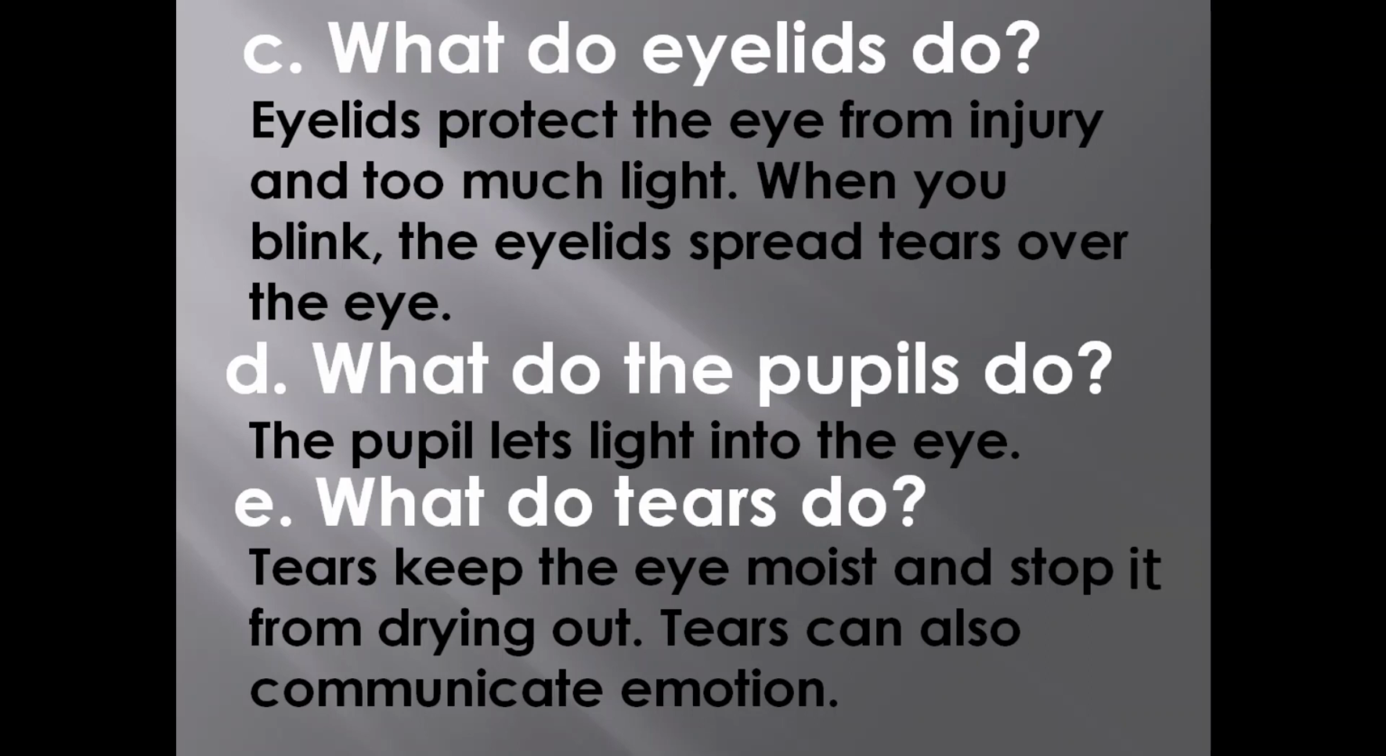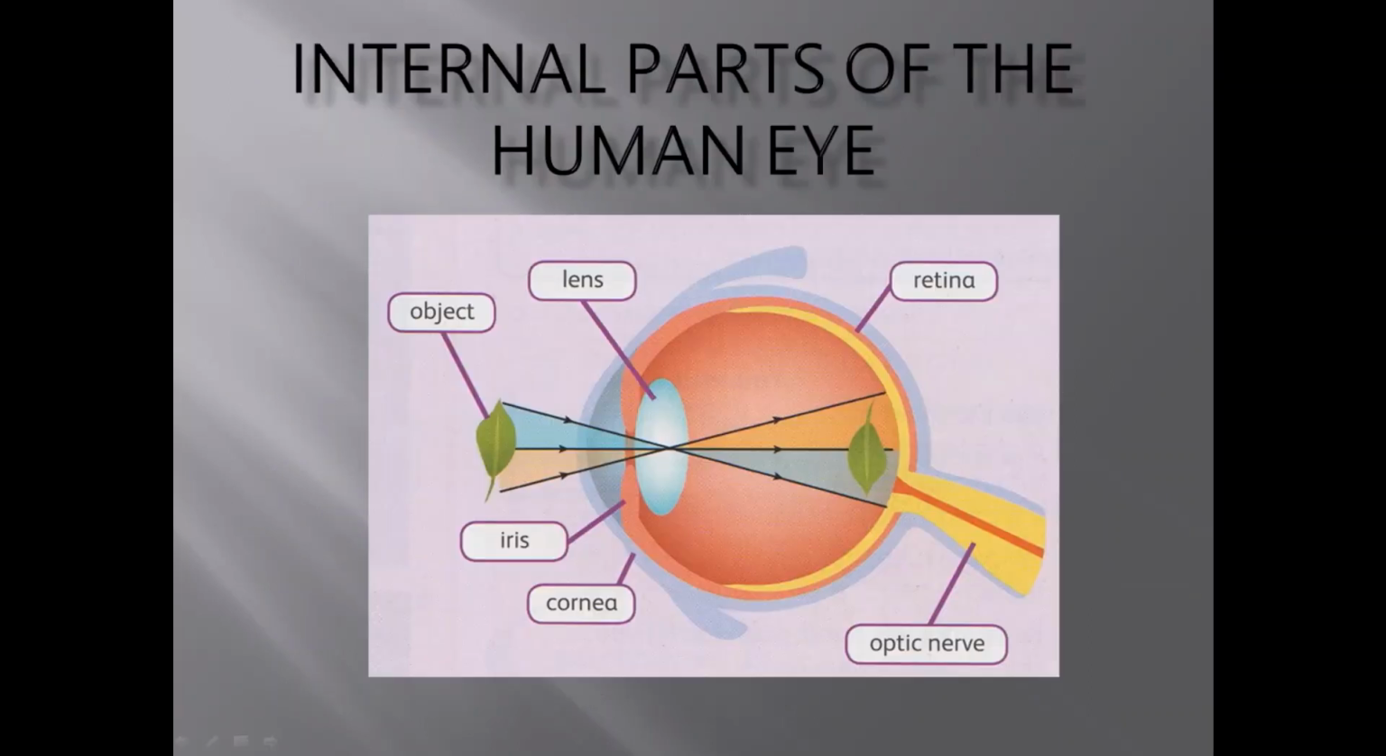Okay, so those were the short, quick questions I had for you guys. And now let's go ahead and take a look at the internal parts of the human eye. So I've got this image here showing you the internal parts of the human eye, and I'll just give a quick little overview about the makeup of the internal parts of the human eye. So this is how it works.